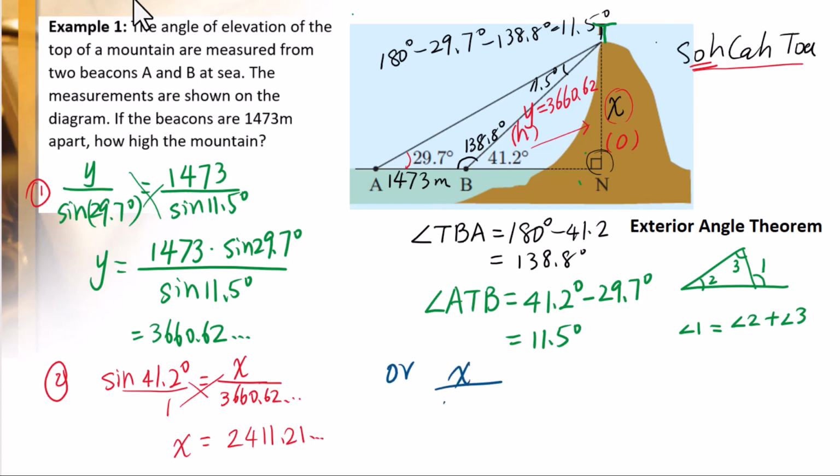Or you can use the sine law again to figure out this x. X over sine 41.2 degrees equals y, which is 3660.62, over sine 90 degrees. Then cross multiply. You will get the same answer.